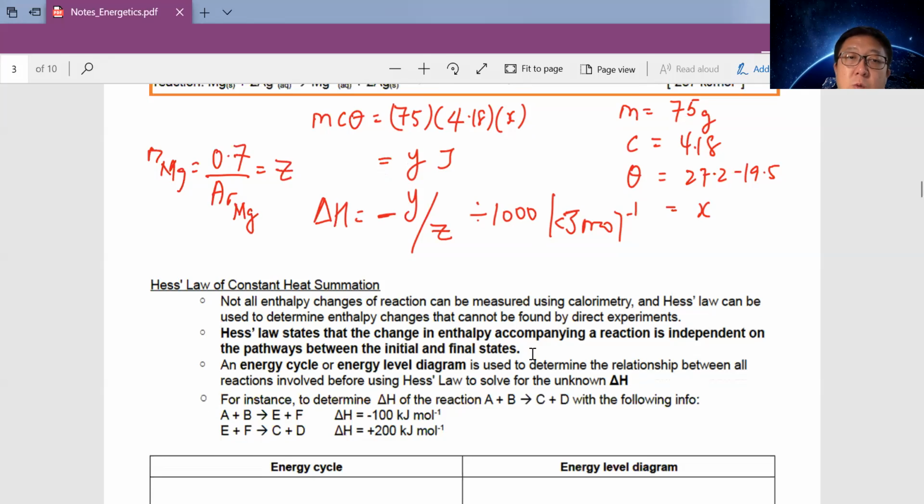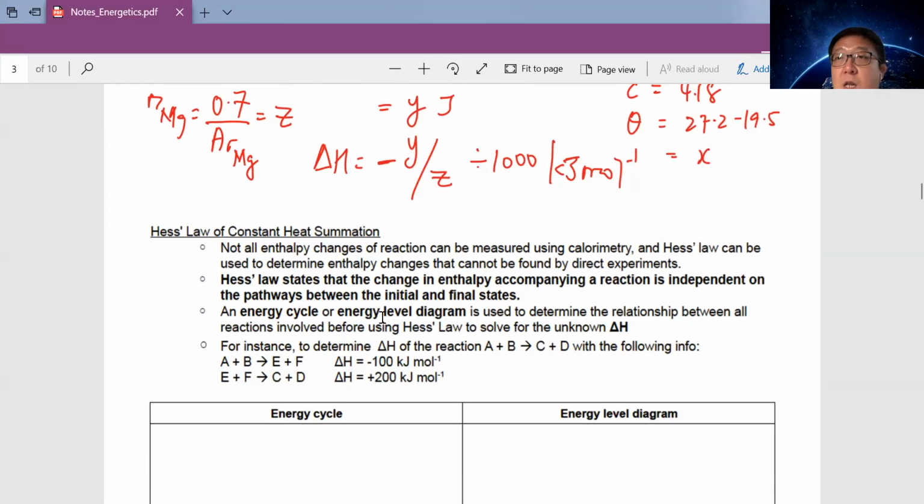So you can use the energy cycle or energy level diagram. This part here you must remember. This is the one that students are worried about. I highlight. So you must train yourself because a lot of people are worried about this portion. This one, energy level diagram, is the one that most students have difficulty with. Not difficulty lah, they have this phobia to draw energy level diagrams.